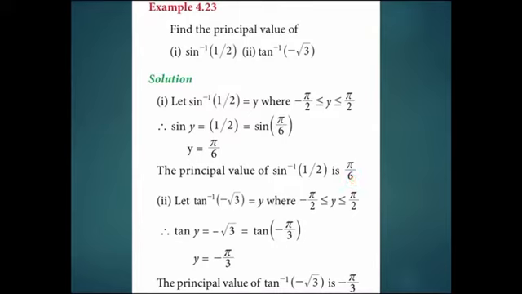The second one, tan inverse of minus root 3. So, tan inverse of minus root 3 is equal to y. So, while going to the other side, it is tan y. Tan y equal to minus root 3. For which value of tan do we have root 3? It is 60. So, pi by 3. So, tan of minus pi by 3. So, y is equal to minus pi by 3. So, the principal value of tan inverse minus root 3 is minus pi by 3.